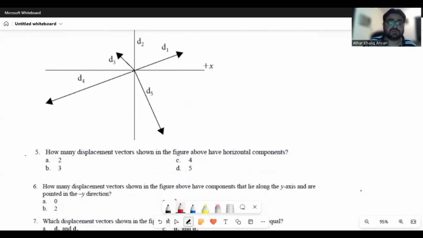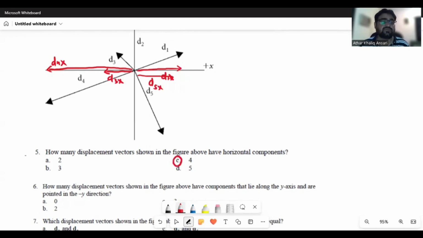If I see here, this is d1, it has a horizontal component, that is d1x. On the other hand, when you have d2, it is on the y-axis. It does not have anything along horizontal. d3 has a horizontal component, that is d3x. d4, its horizontal component will be from here until here, d4x, and then d5 has a horizontal component that will reach from here to here. So this is d5x. So there are four horizontal components out of 5.